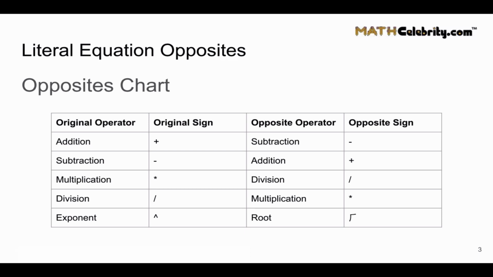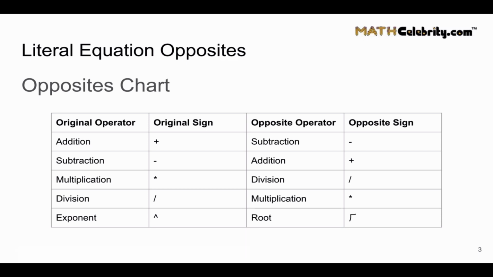To do that, you're going to use the principle of opposites. Now, what you're looking at is an opposites chart. These are operations you're going to use, and you've seen these in math, but you're going to see them in literal equations. And on the left side, you're going to see the original operator. So when you're isolating your variable, you're going to use the opposite operator to undo what's been done to get the variable isolated.